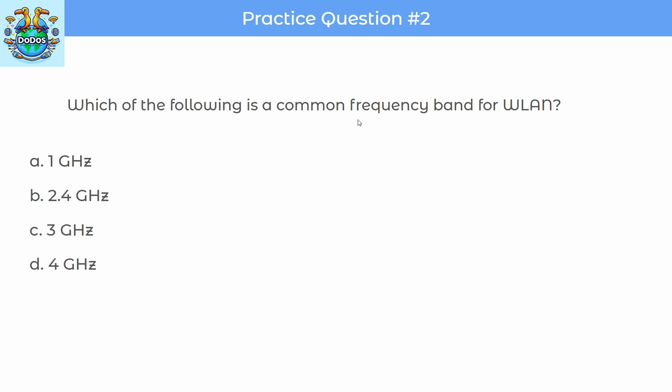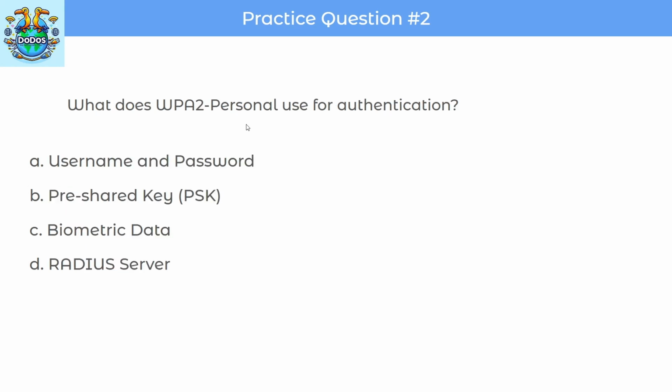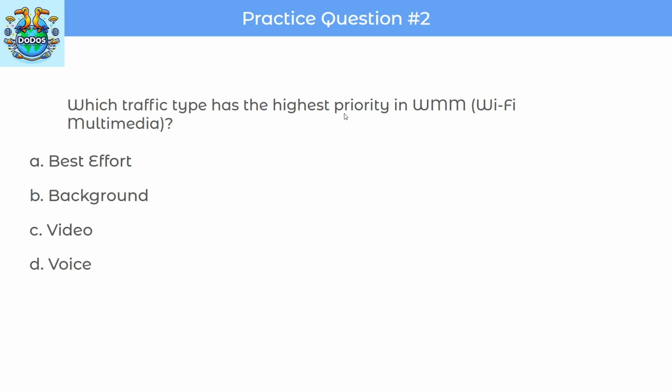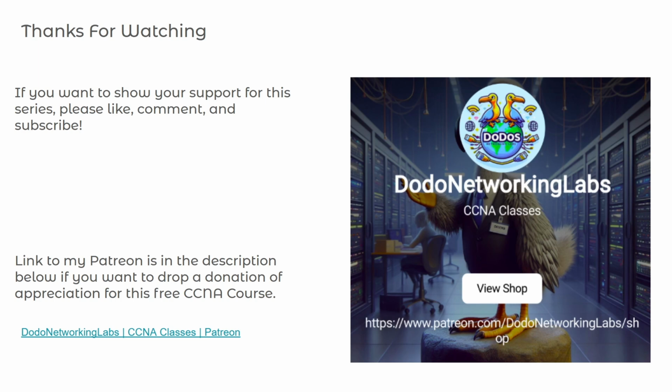Which of the following is a common frequency band for WLAN? Answer is B, 2.4 gigahertz. What does WPA2 personal use for authentication? Answer is B, pre-shared key. Which traffic type has the highest priority in WMM, Wi-Fi Multimedia? Voice.